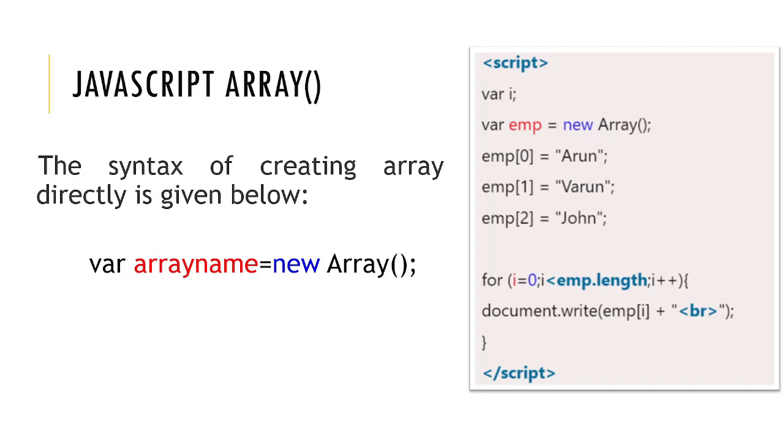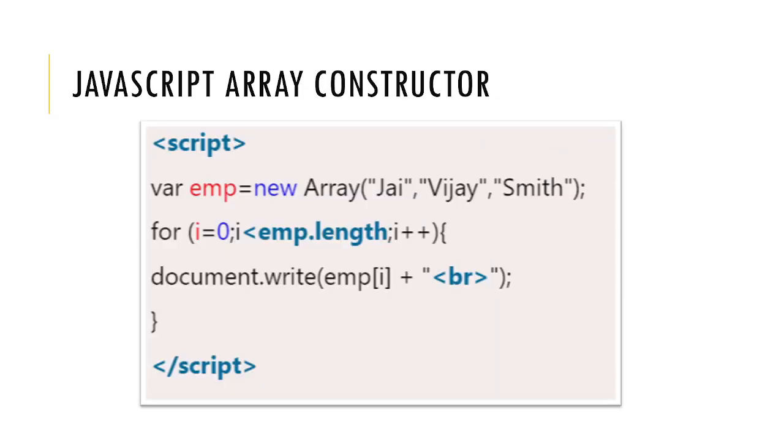Okay, this is the second method, and the third one is a constructor. This is just an extension of the previous method. The syntax is very simple: var followed by the array name, which is equal to new Array, the same concept, but here we are using the parameterized constructor. So whatever values you are passing to an array, you can pass along with the declaration, while declaring the array itself.